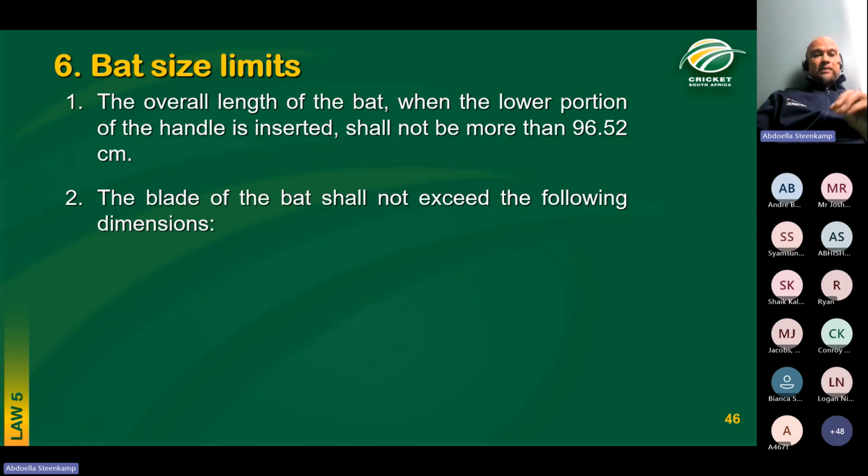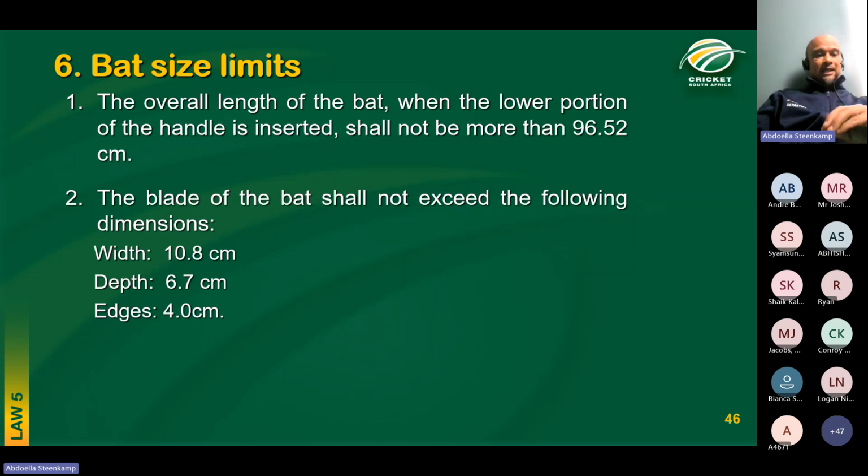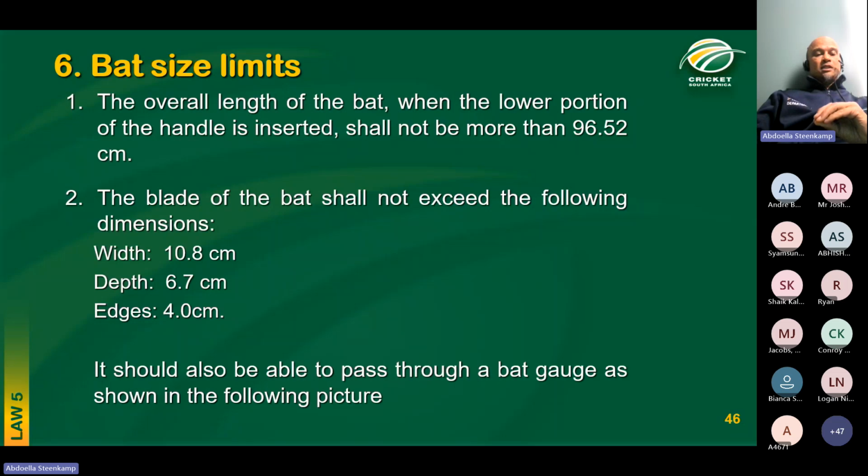When it comes to the blade of the bat, there are dimensions. The width, 10.8 centimeters, not more than 10.8. Depth, 6.7 centimeters. And edges, 4 centimeters. So these are the dimensions of the blade, and the bat not to exceed a width of 10.8, a depth of 6.7 centimeters, and edges may not be more than 4 centimeters. You can use a bat gauge to help you see if the bat does not exceed the dimensions that we've discussed.